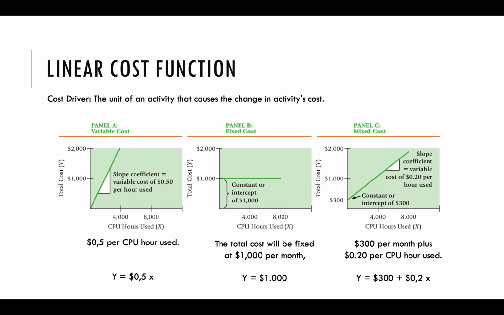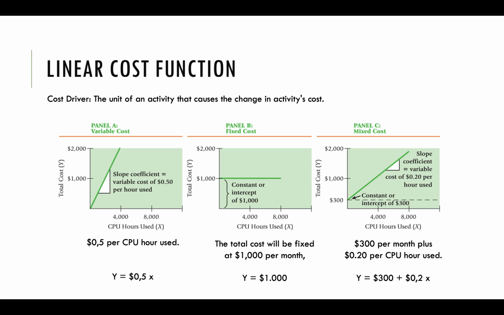Before we jump to the first topic, we need to understand first what a cost driver is. A cost driver is the unit of an activity that causes changes in the activity's cost. For example, a cost driver could be the number of hours a machine is used, the number of units produced, or the working hours of the labor. As we learned before, there are two types of cost, which are variable and fixed cost.